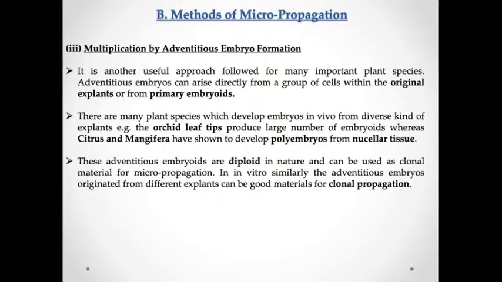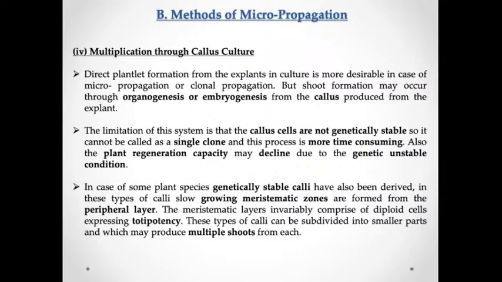For example, orchid leaf tips produce a large number of embryos, whereas citrus and mangifera have been shown to develop polyembryos from the nucellar tissue. So these adventitious embryos are deployed in nature and can be used in clonal micropropagation.